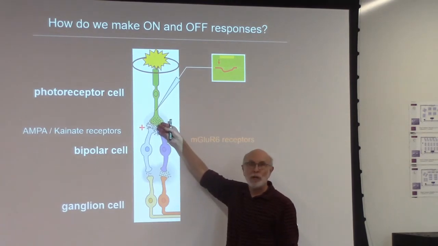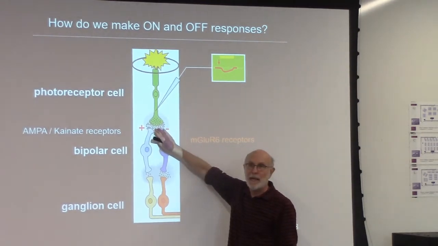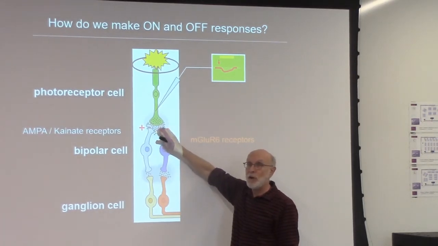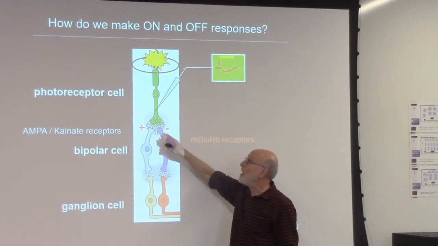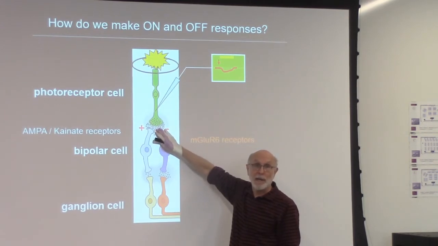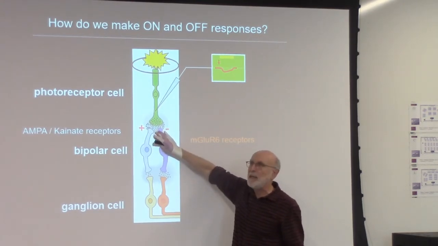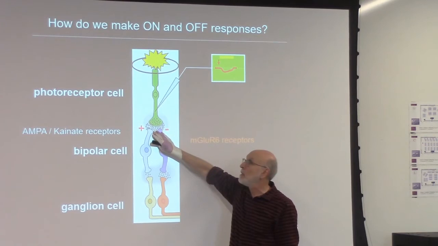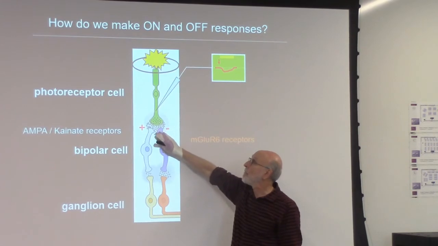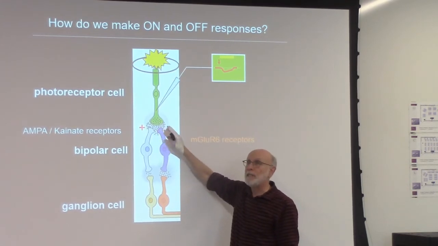What does that do to the release of neurotransmitter at this synapse? Decreases it. Less neurotransmitter release at this synapse. So in the dark, there was a lot of neurotransmitter release. In the light, there is less. What is the neurotransmitter at this synapse? This is key. The neurotransmitter at this synapse is glutamate. You need to know that. So light causes less glutamate release.